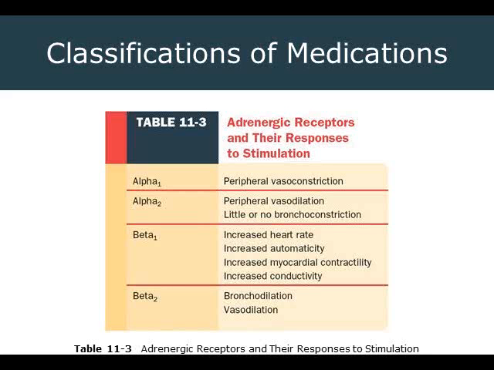Epinephrine is a prime example of this. It also has a couple of other things that go along with it. It increases the myocardial oxygen demand, and it increases the dilation of the coronary vessels.